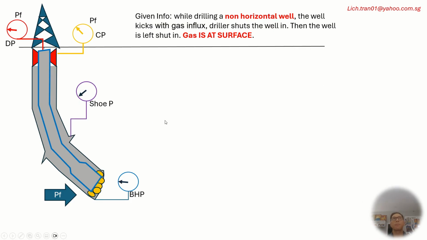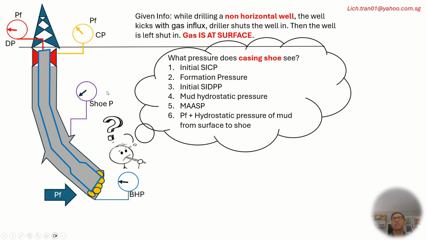And now the next question. Once gas is at surface, they are curious what pressure you expect to see if you install a pressure gauge at the casing shoe. All right, they give you more options now: initial shut-in casing pressure, formation pressure, initial shut-in drill pipe pressure, or mud hydrostatic pressure, or MASP, or formation pressure plus the hydrostatic pressure of the mud from surface to shoe. Which one? You may just go ahead and choose the longest answer.